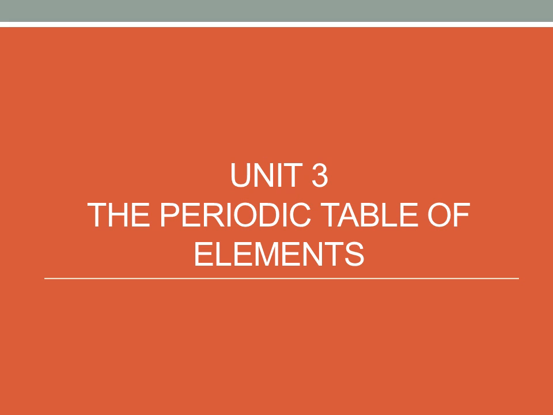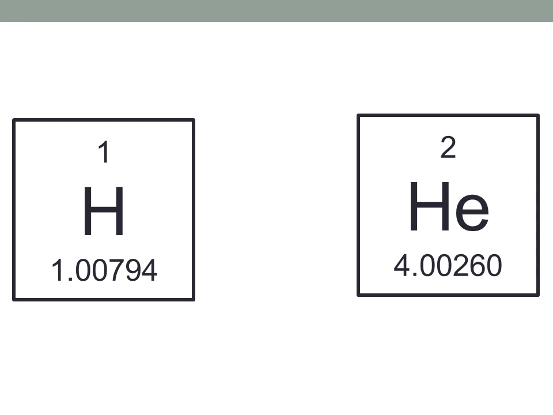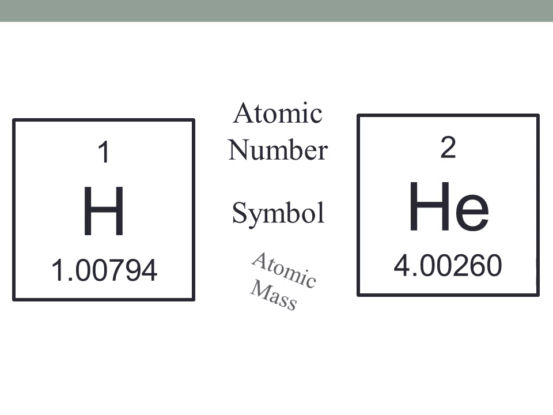The modern periodic table is a storehouse of valuable information about the elements. Over the next unit, you will learn how to make use of the information that is contained in our periodic table. For example, each element has a square on the periodic table of elements. Within each square is information about that element, which includes the atomic number, the symbol, and the atomic mass.